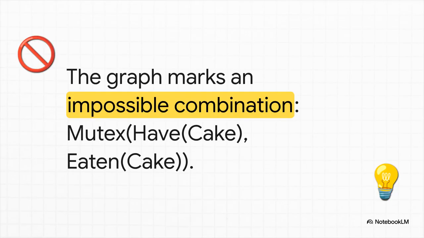And here is the magic moment. The graph scans this new state, S1, and applies its mutex logic. It sees have cake and eaten cake in there together and immediately flags them as mutex, a logical contradiction. This is huge. It just pruned an entire impossible future from its search before it wasted a single second exploring it.